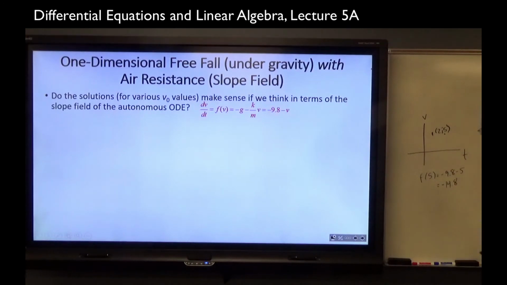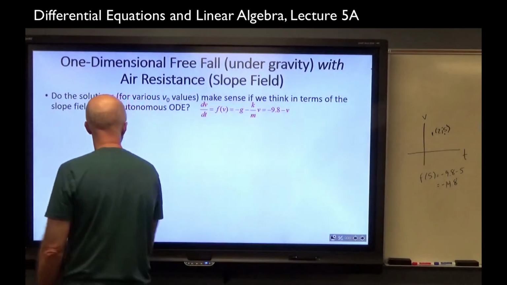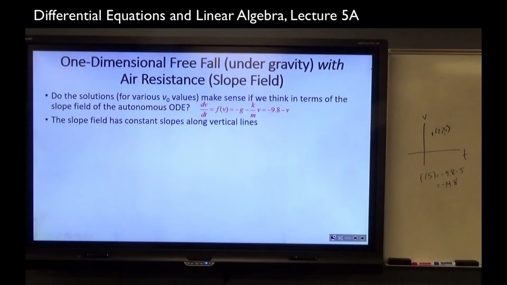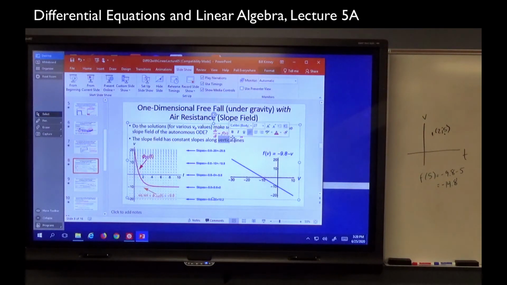Do that for all points in the plane. Ha ha ha. Of course, you can't do it for all points in the plane, but you can do it for some points, and you can get technology to do it for more. And this is a typo here. This does not have constant slopes along vertical lines. It has constant slopes along horizontal lines. Let's change that right away. That's what happens for autonomous equations.